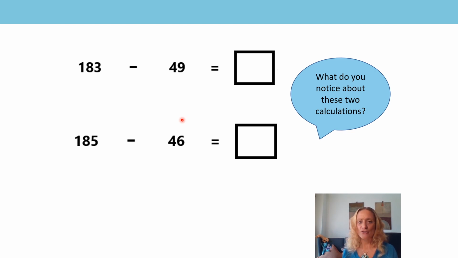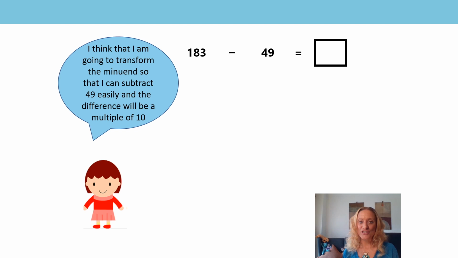I want us to think about the strategies that we're going to use and how many different strategies we have and which one will be the most efficient. So should we go and explore those in more detail now? Come on, let's have a go. Let's have a look at this subtraction in more detail. So we've got 183 subtract 49 and we'd like to find the difference.